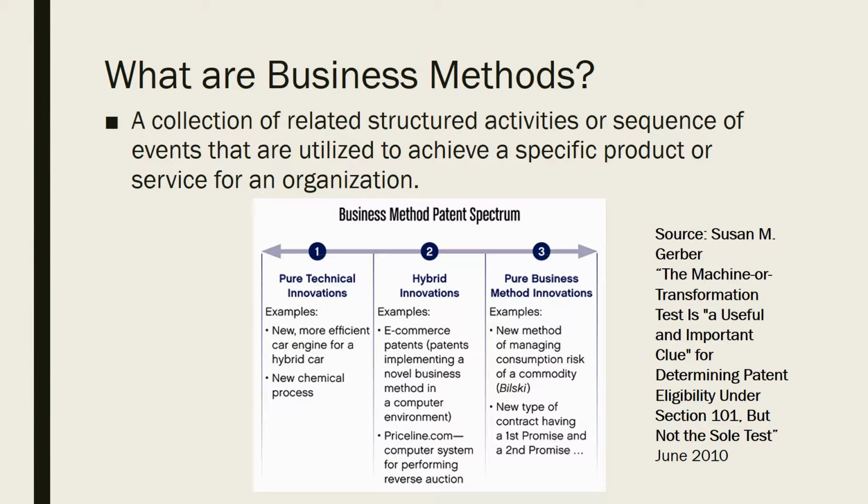A business method is a collection of related, structured activities or sequence of events that are utilized to achieve a specific product or service for an organization. Business methods can be a software that performs a certain function of the business or even an actual task such as minimizing financial risk. Patentability of business methods is important, particularly for those businesses that offer services as opposed to actual goods or tangible products.